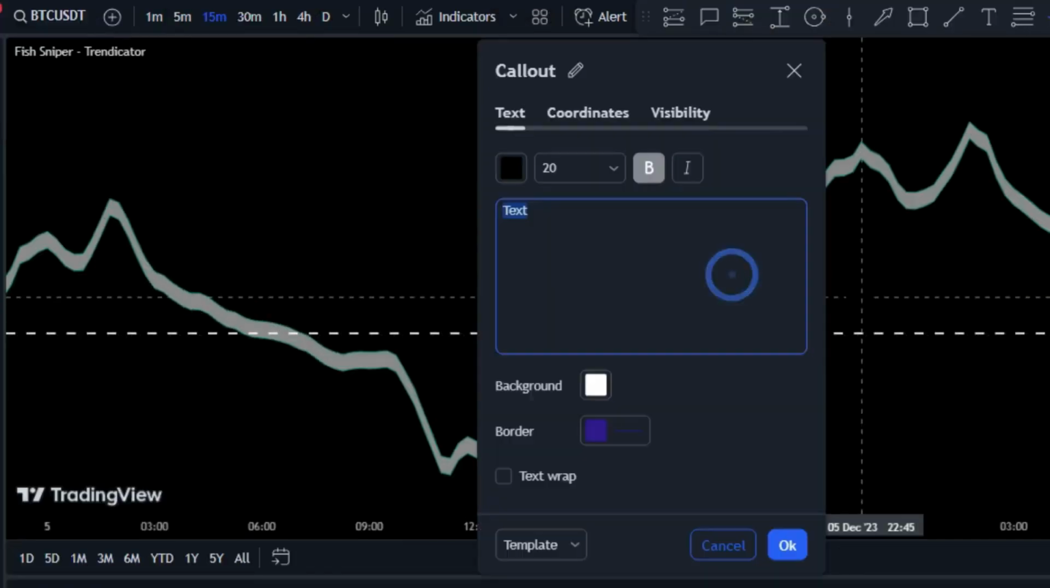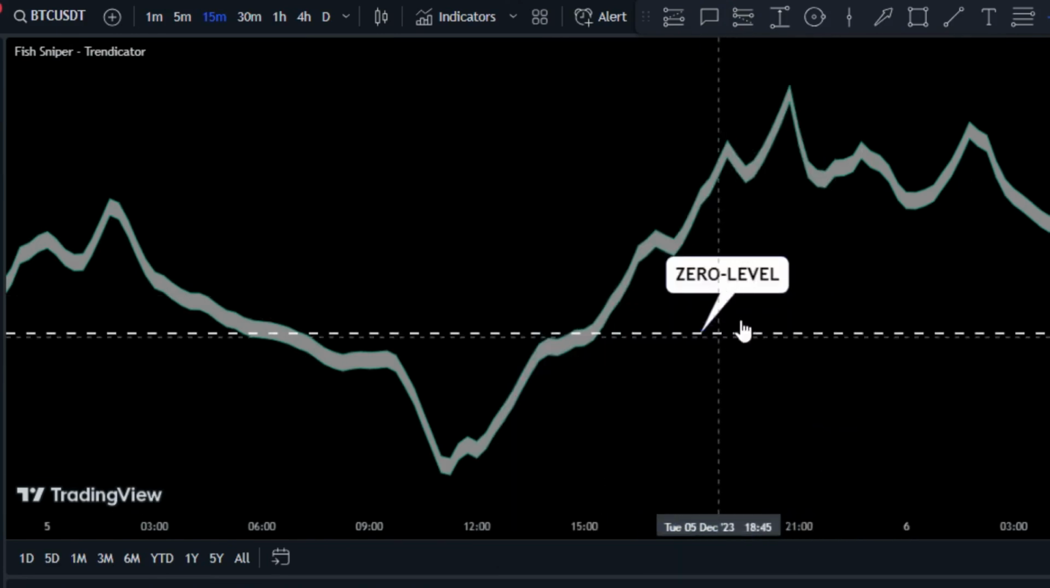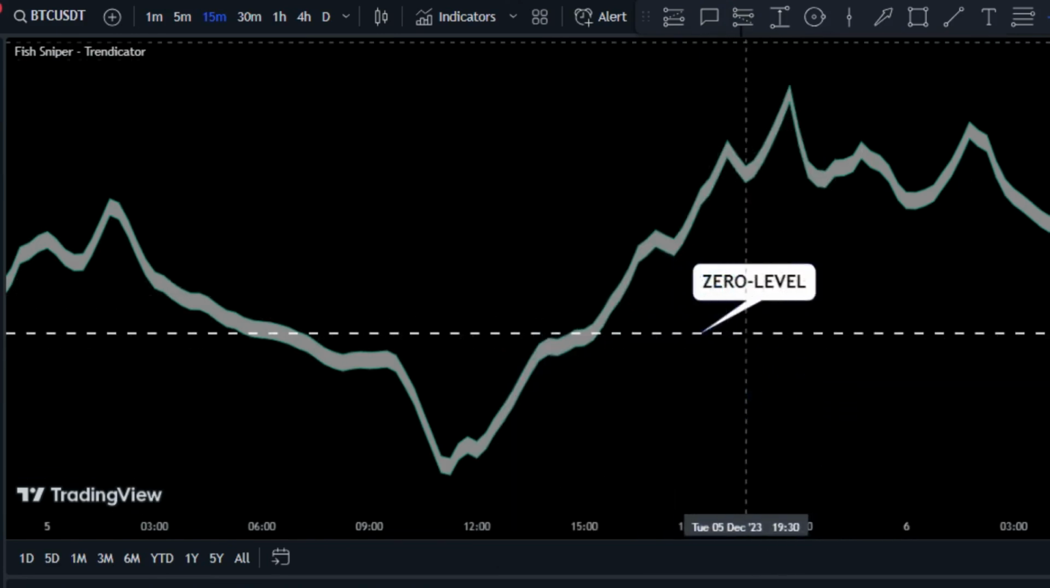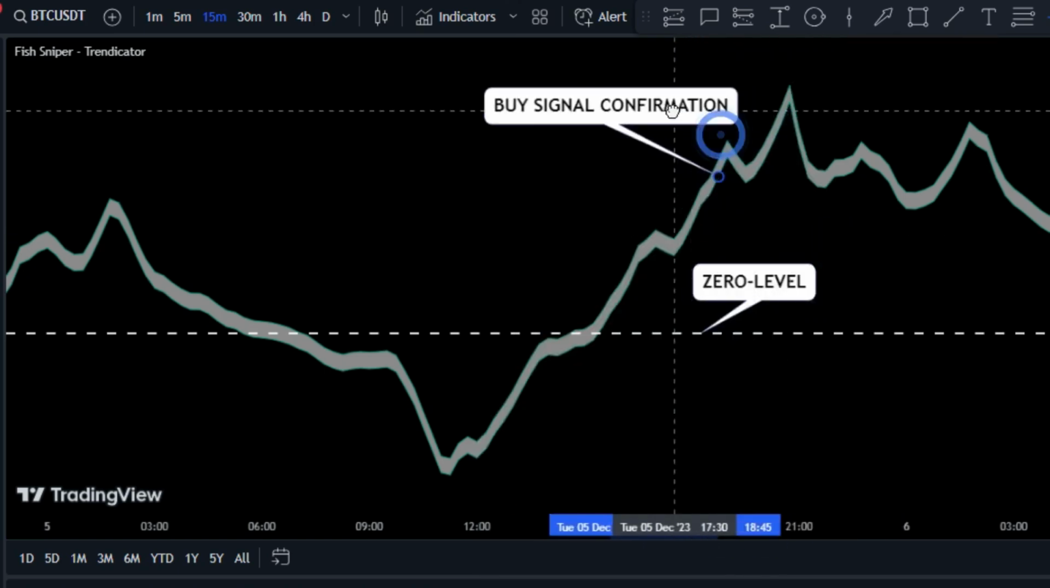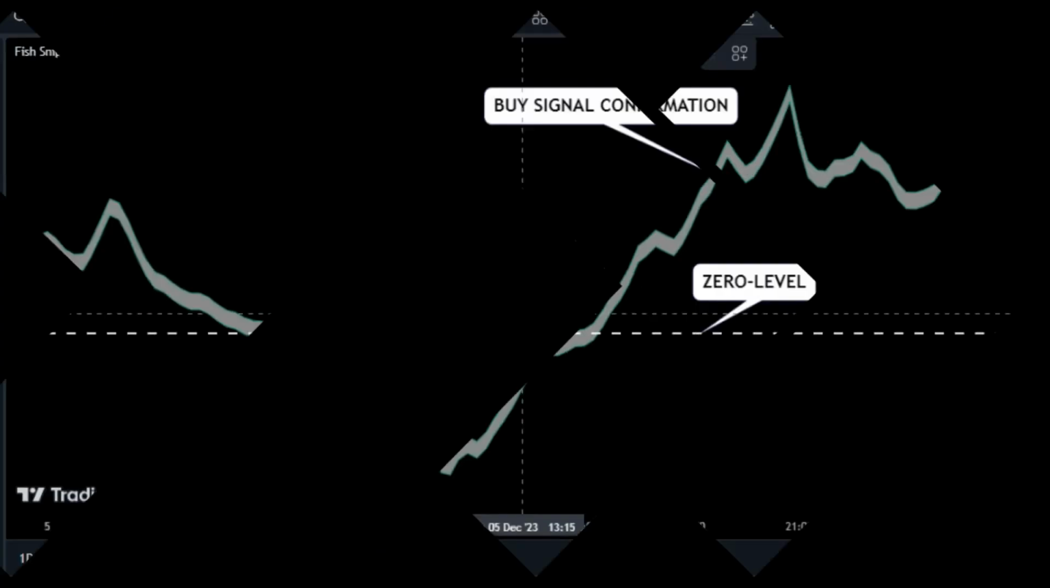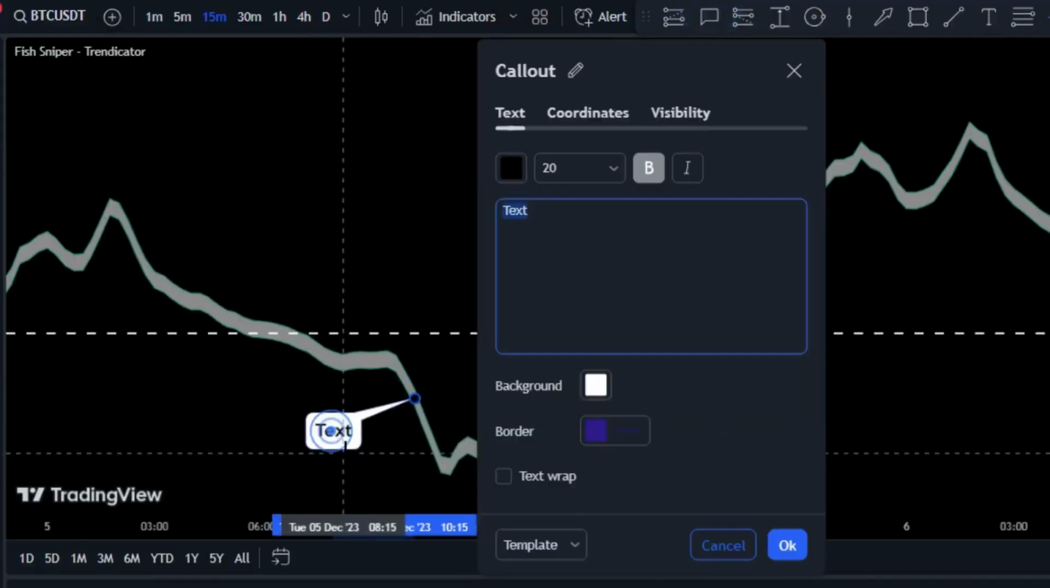This particular oscillator, with swings above and below the zero line, serves as a tool to either validate or refute the signal generated by our strategy. If the band of the indicator is situated above the zero level, it forms a buy signal. On the other hand, if it's positioned below the zero level, it validates a sell signal.